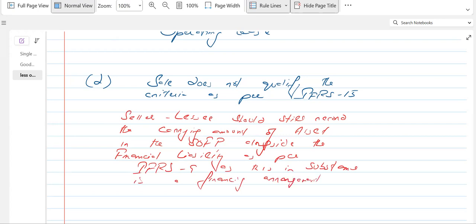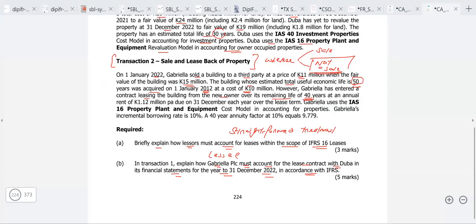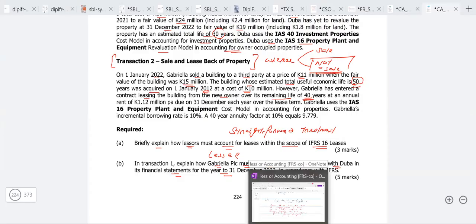because the total life of the asset was 50 years. 10 years have already passed. The remaining life is 40 years. And they've leased it back for another 40 years. So this means this is not a sale. They were still having the asset. They were still having the control, and they have the control now as well. So that means they should record the amount they have received as a financial liability.